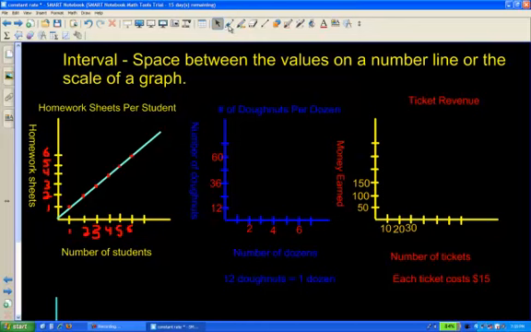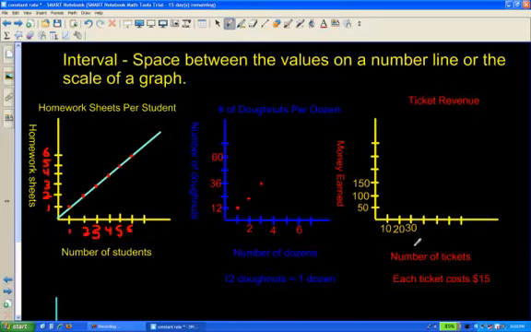So if I was plotting points here, I would plot for a dozen donuts. That's 1 dozen right there. There we go. So 2 dozen would fall right there. 3 dozen right there. You get the idea.